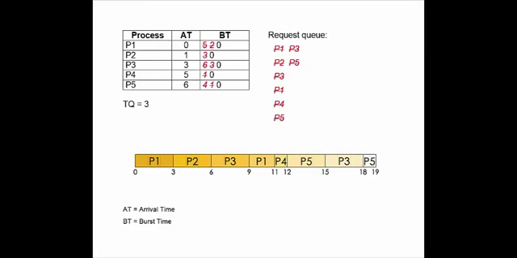Finally, next in queue is P5 with a remaining burst time of 1 second. So we execute P5 for 1 second only, which is from 18 to 19. And there we have an example of the round-robin scheduling algorithm.